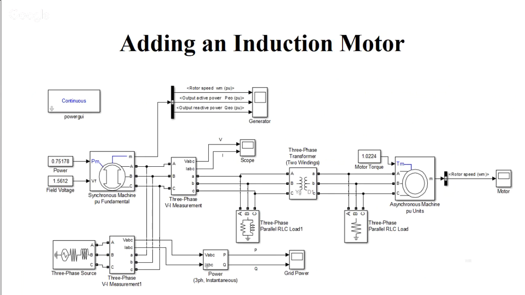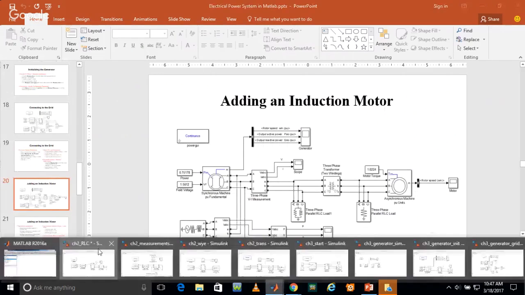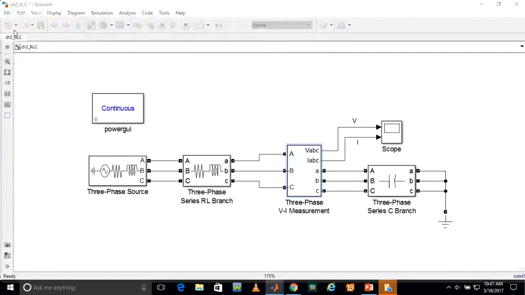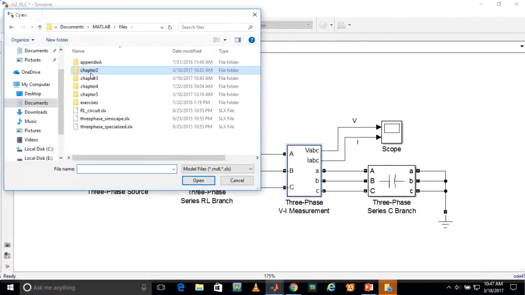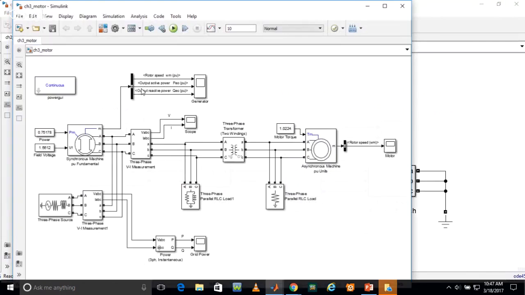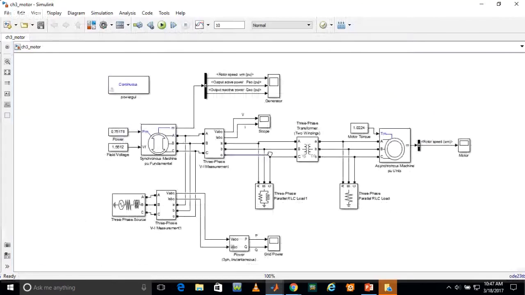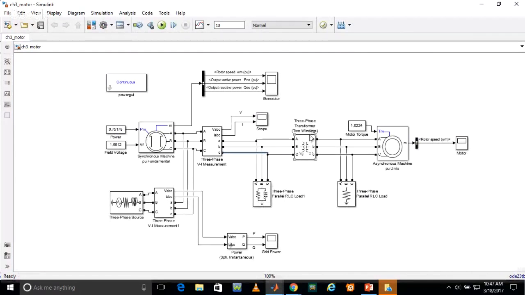Okay, so again going to this system, the motor. So this is the system we are connecting. In this we have connected a three-phase transformer with two windings and an asynchronous machine PU.